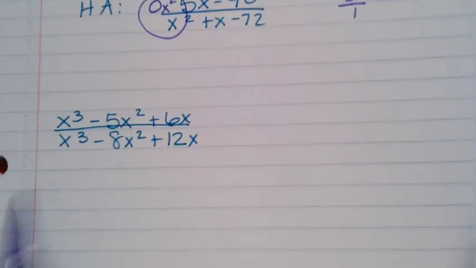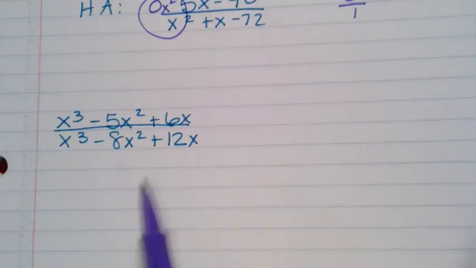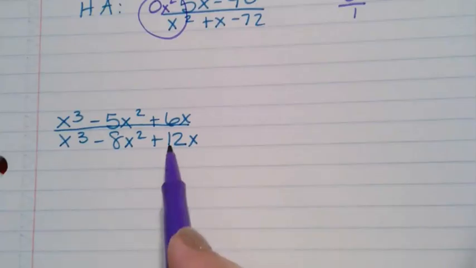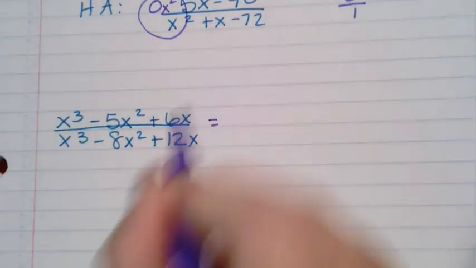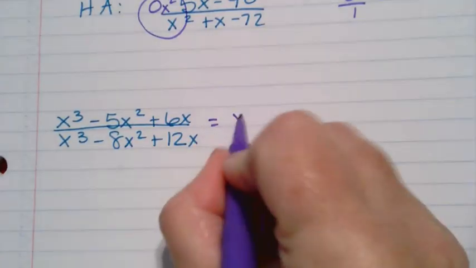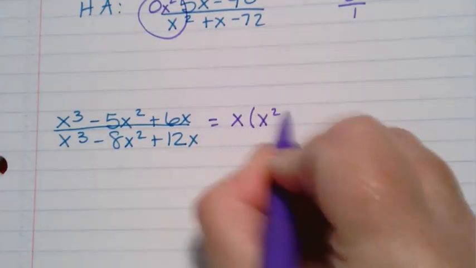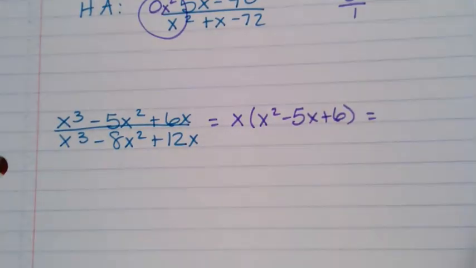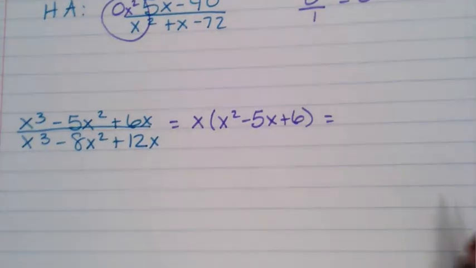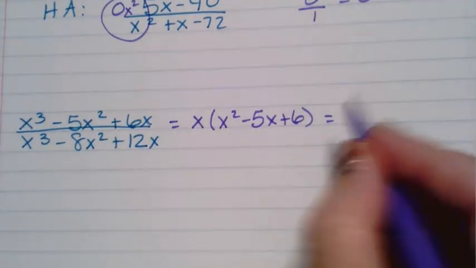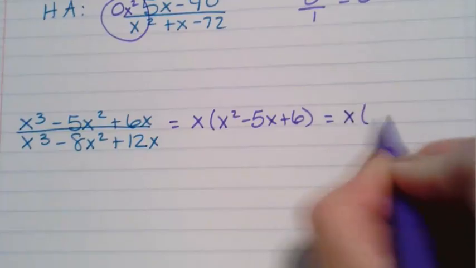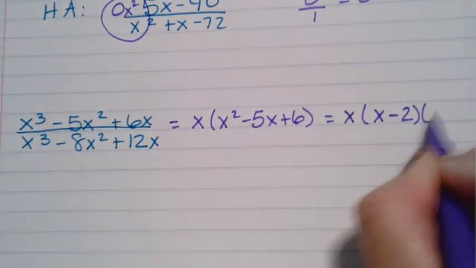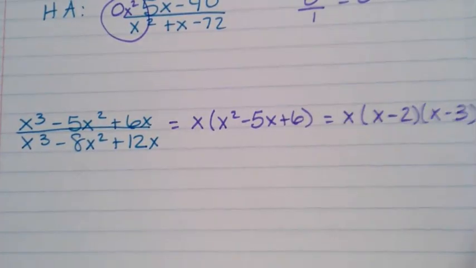So I know a lot of y'all see an x cubed and freak out, but notice they all have x's on top and on bottom. So I'm going to break this up into 2 parts. So I'm going to take an x out, and I'm left with x squared minus 5x plus 6. And we're going to factor that. Let me move this over a little bit. Okay, so I can factor this to be x minus 2 and x minus 3.